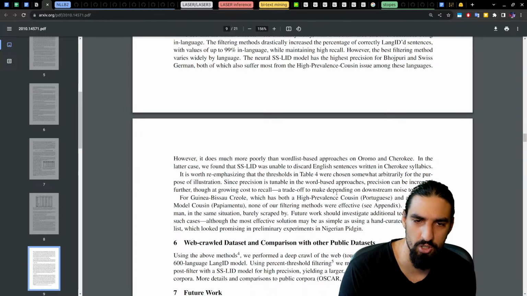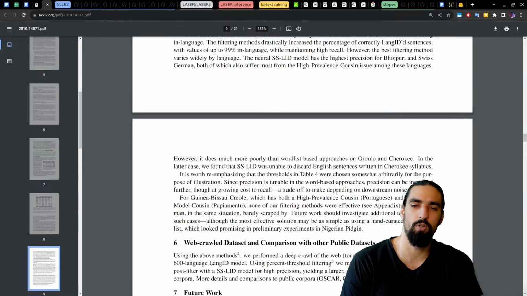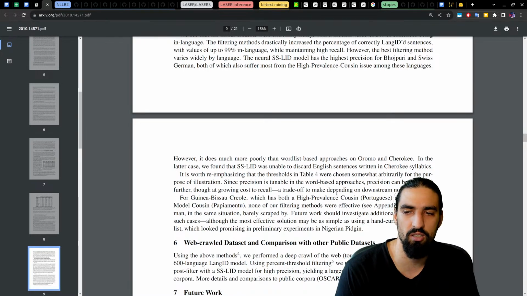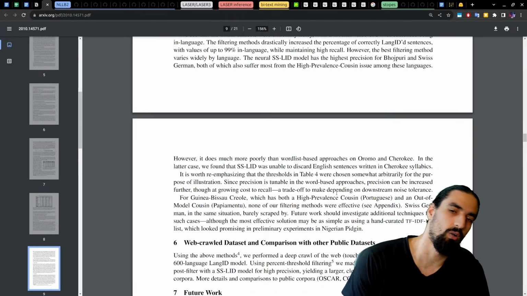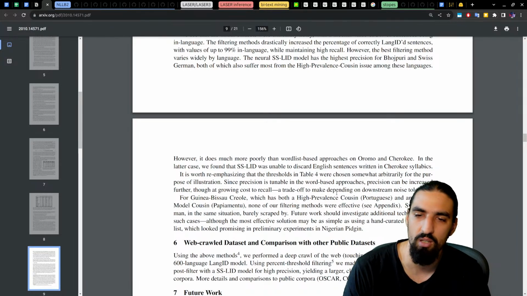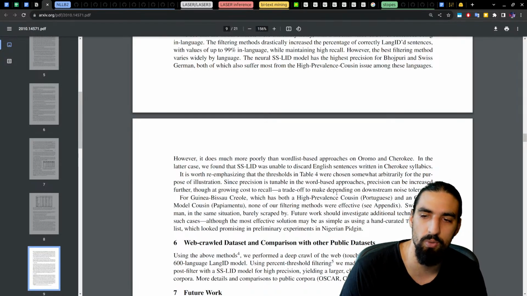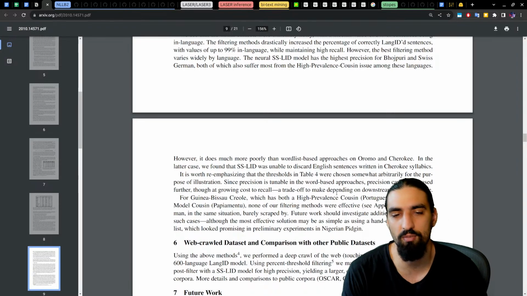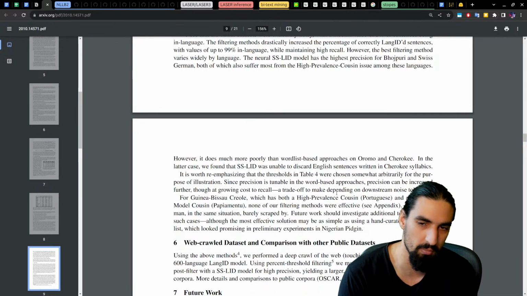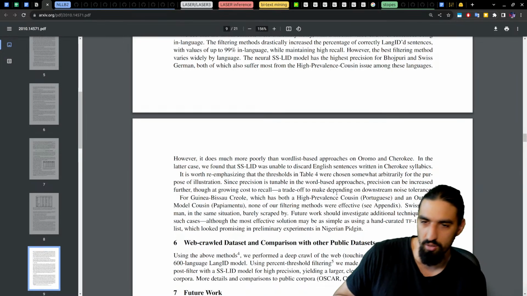Okay, Swiss German in the same situation barely scraped by. Future work should investigate additional techniques for such cases, although the most effective solution may be as simple as using a hand-curated TF-IDF-IIF list, which looked promising in preliminary experiments in Nigerian Pidgin.